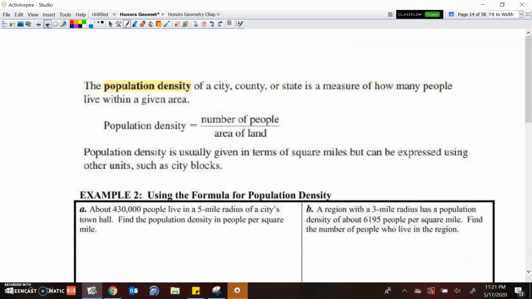Let's talk about population density. That's a hot topic right now because it's hard. Sometimes you can't just compare land space and say this many people if you're not looking at the whole picture.